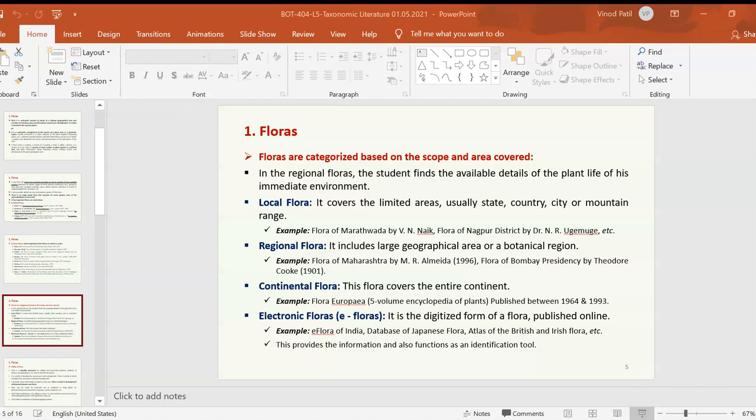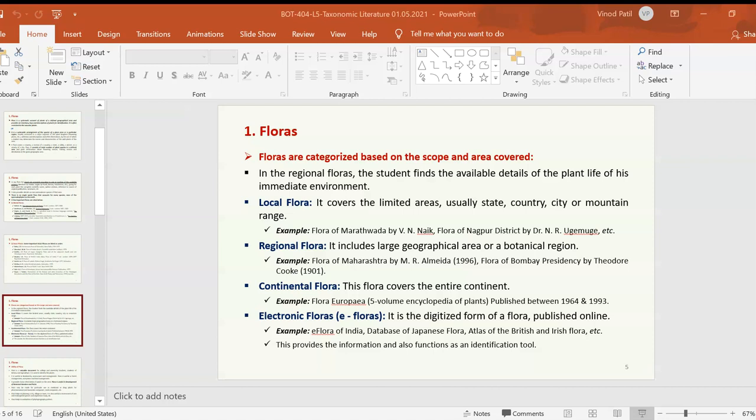So electronic floras, again one addition, which are called e-floras. Now these are getting popular because they are available at a click. It is the digitized form of flora published online. For example, e-Flora of India. So this is one.